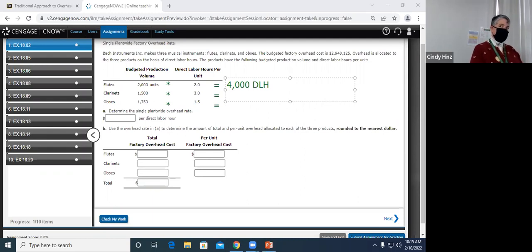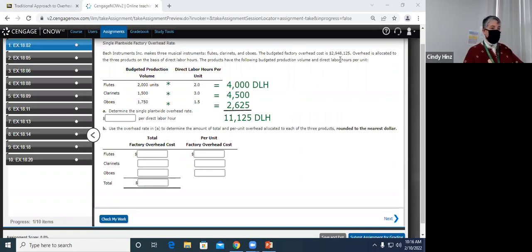Same thing for clarinets. If we make 1,500 clarinets and each takes 3 hours, that would be 4,500 direct labor hours. And if we make 1,750 oboes and each takes an hour and a half, that would be 2,625 direct labor hours. So our total direct labor hours that we expect to work is 11,125 direct labor hours. Everyone agree with that?